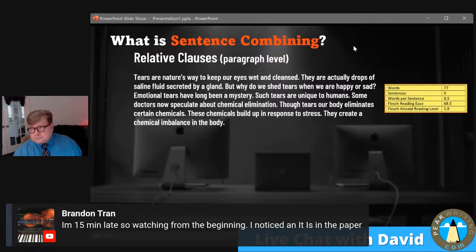And so you would look at this and you say, wait a minute, this paragraph has only 8.5 words per sentence. It's got a Flesch reading ease of 68. By the way, 68, I believe, is around the 7th grade level. It might be the 5th grade level. Oh, no, there it is. 6th grade level, 5.8. So that Flesch reading ease score is about the 6th grade level. Okay, let's do some sentence combining.